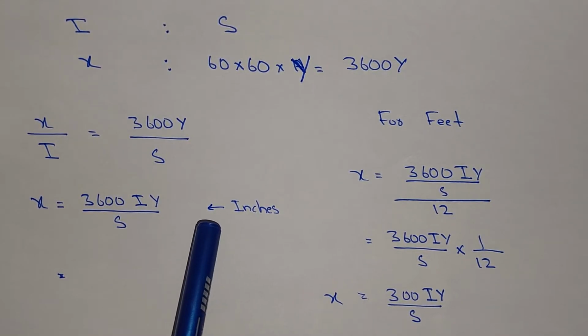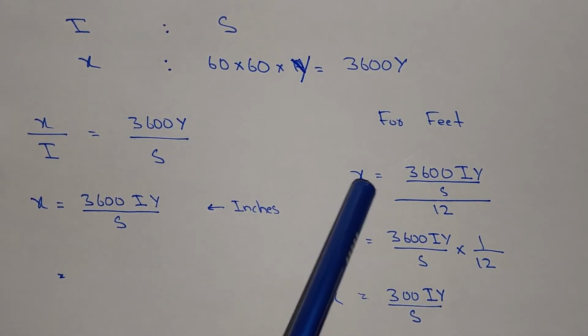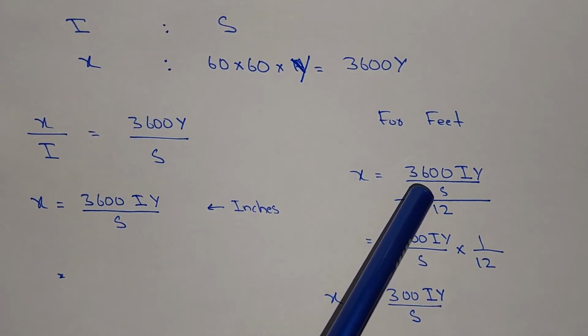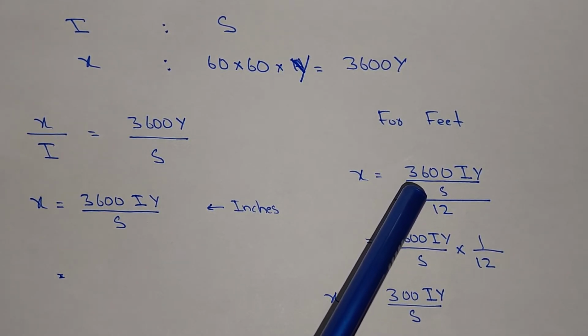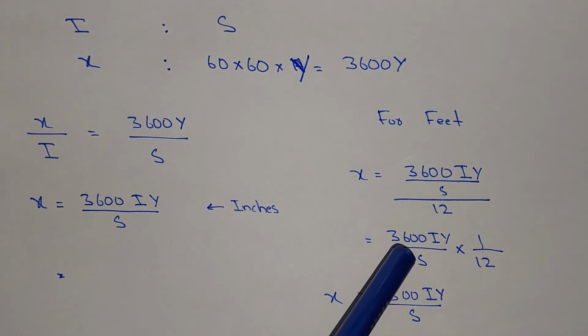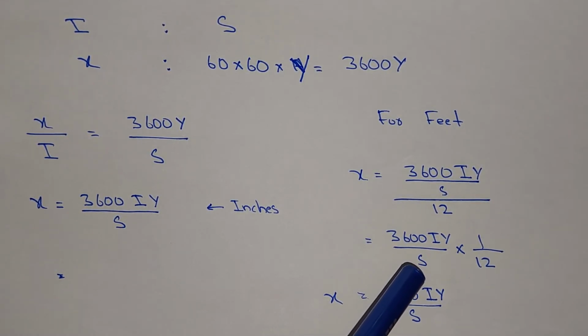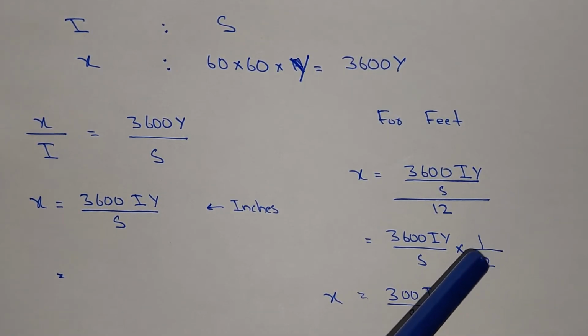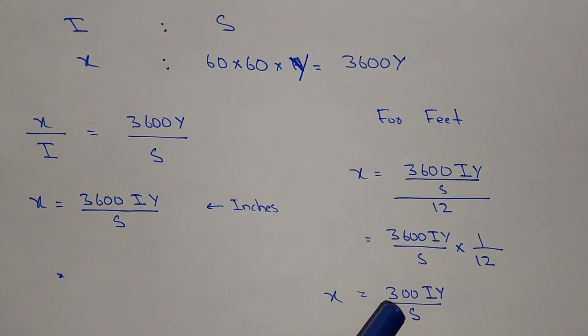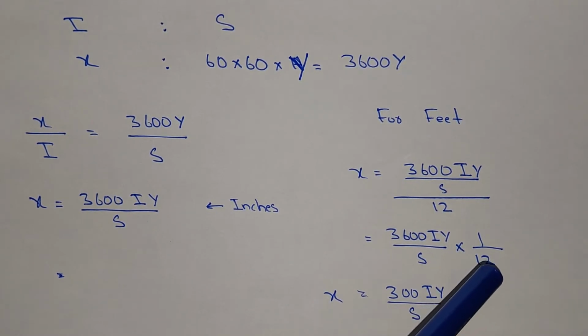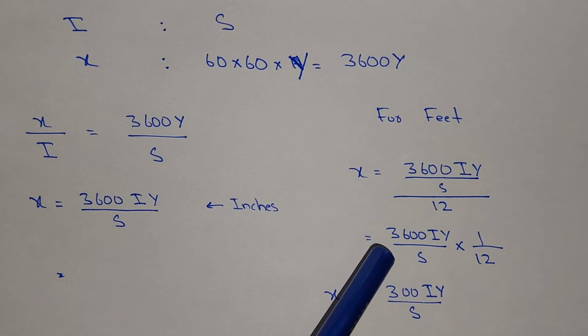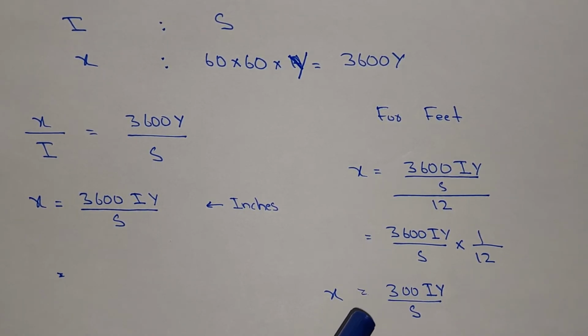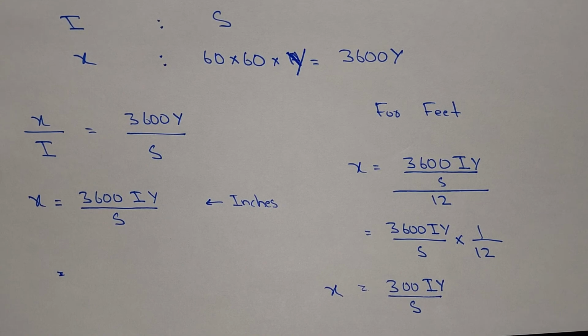This is in inches, but we have to convert it into feet. So x equals 3600Iy divided by s. We know that in 1 foot there are 12 inches, so we divide by 12: 3600Iy divided by s times 1 divided by 12. We cancel 12 and 3600, so it will be 300Iy divided by s. So we can say that a snail can travel 300Iy divided by s feet.